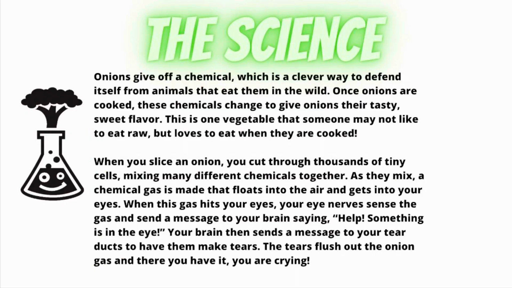When you slice an onion, you cut through thousands of tiny cells, mixing many different chemicals together. As they mix, a chemical gas is created that floats into your eyes. When this gas hits your eyes, your eye nerves sense the gas and send a message to your brain saying, "Help, something's in my eyes." Your brain then sends a message to your tear ducts to have them make tears. The tears flush out the onion gas, and there you have it, my friends. You are crying.